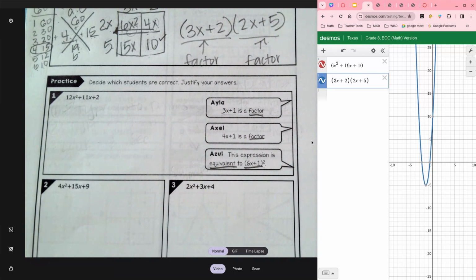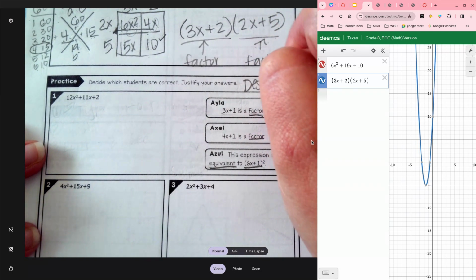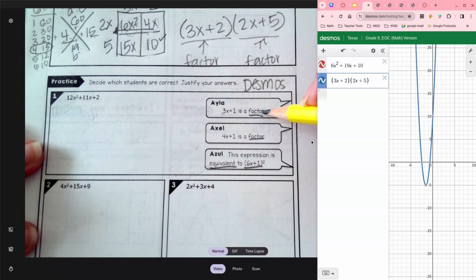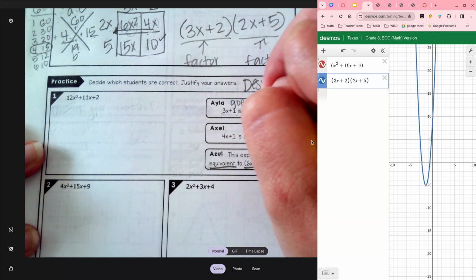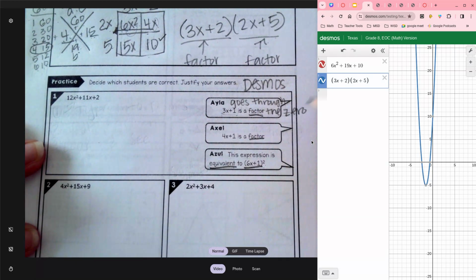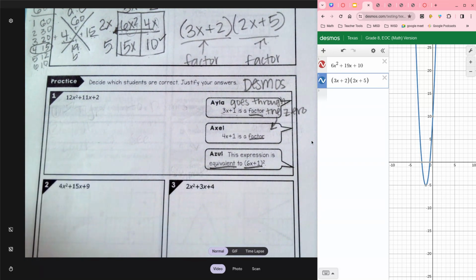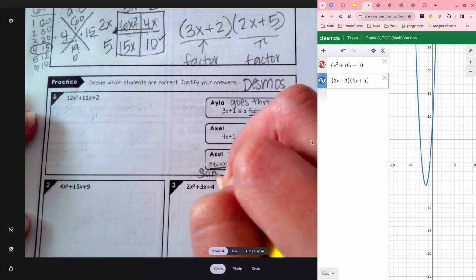We could work it out by hand and see which one is right, but I'm going to go ahead and show you the Desmos that you can do for this. If I want to see if 3x plus 1 is a factor, this means it goes through the x-intercept, it goes through the 0. As well as this one. So these both mean the same thing. A factor means it goes through the 0, whereas if the expression is equivalent, it means it's the same graph.